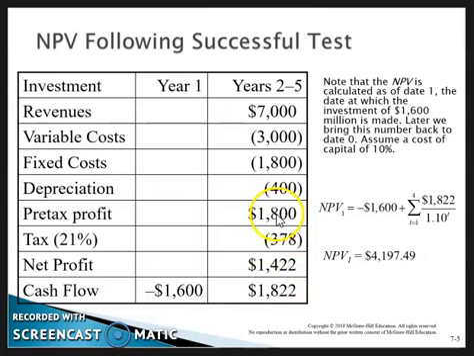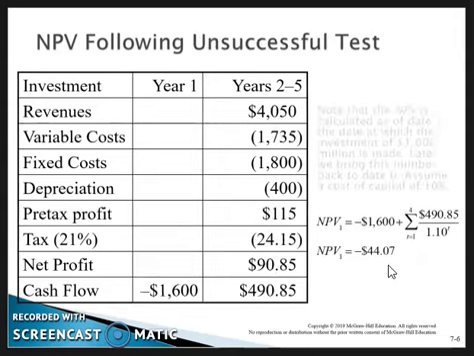So cash flow, I always do it the same way: it's the pre-tax profit, or EBIT, minus taxes plus depreciation, so $1.822 billion. So we calculate NPV at year one at a 10% rate. That gives us a net present value of $4.197 billion. This is only the successful side, and we have the unsuccessful side on the next slide.